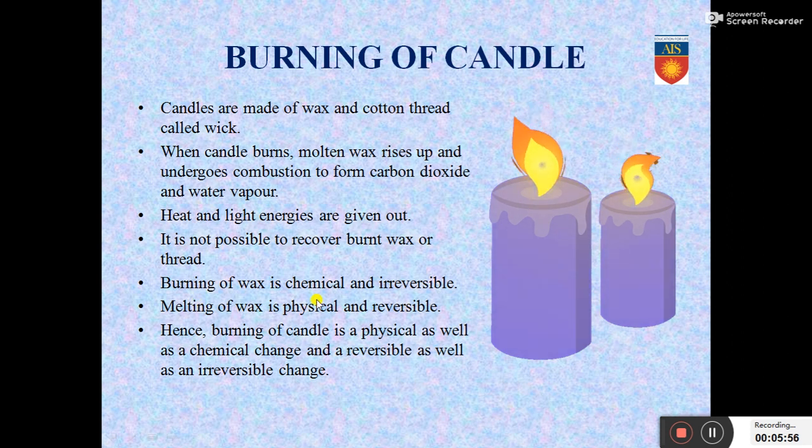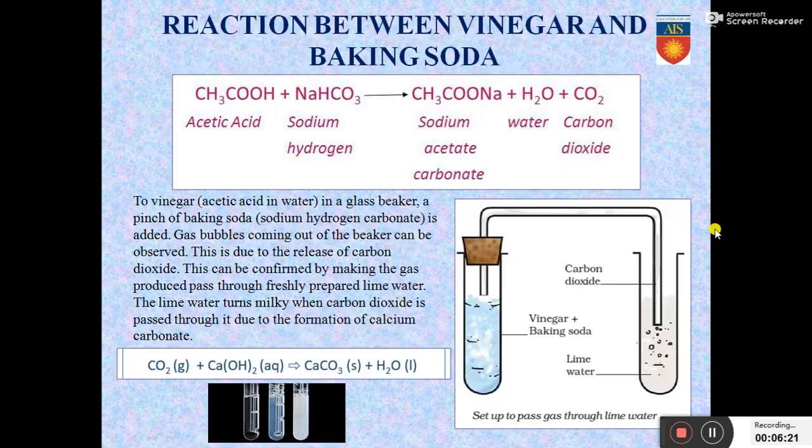Burning of the wax is chemical because wax on burning is producing carbon dioxide and water vapor, and it is irreversible. It's a chemical change. But melting of the wax is physical. If you take the wax again, you can melt it again. Hence it is reversible. Hence, burning of a candle is a physical as well as a chemical change, and a reversible as well as an irreversible change. So take a note of this.